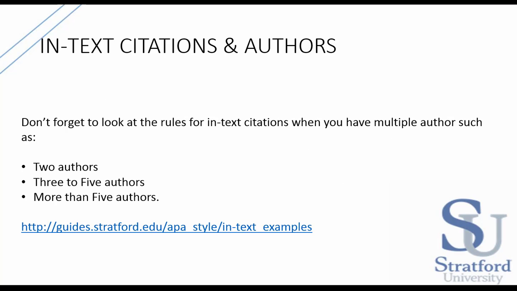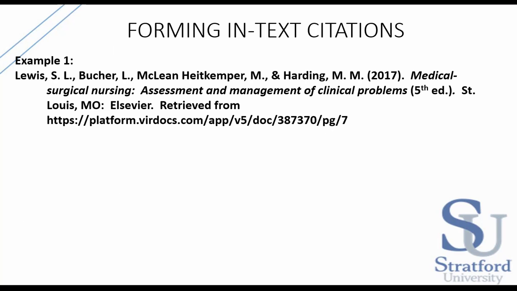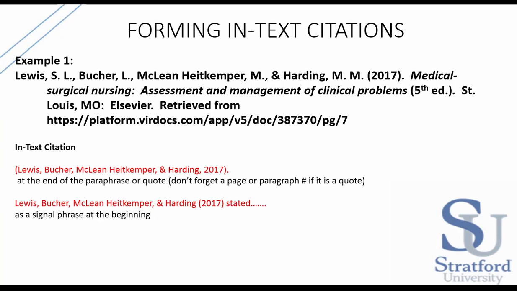Just like with references, you need to be aware that there are different rules for in-text citations when you have multiple authors, 3 to 5 authors, or more than 5 authors. Again, check the Stratford APA guide. Here's an example of an APA reference citation from a journal article. Below you can see a few different examples of how to do an in-text citation. These will vary based on how you paraphrase or quote the article that you're using.